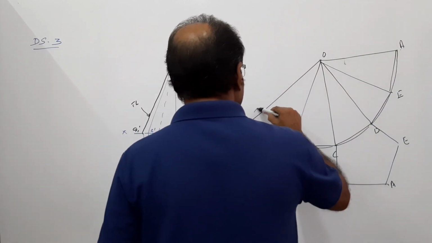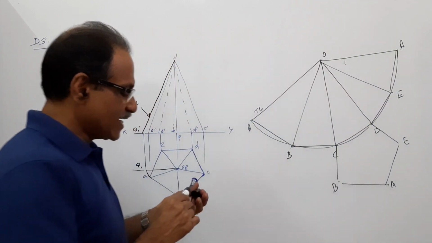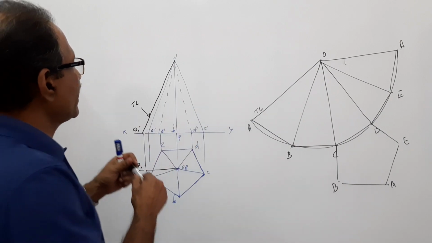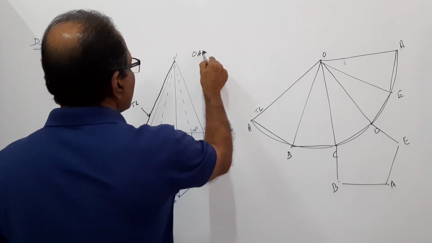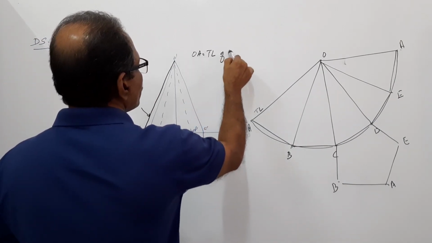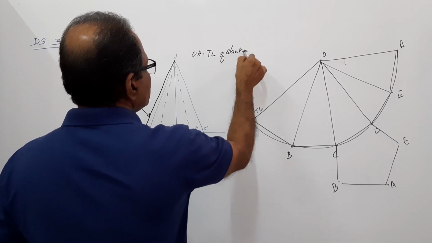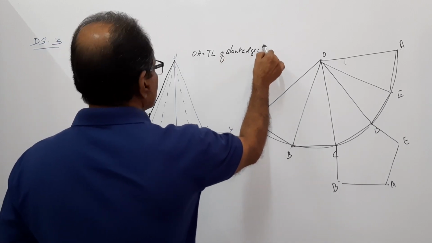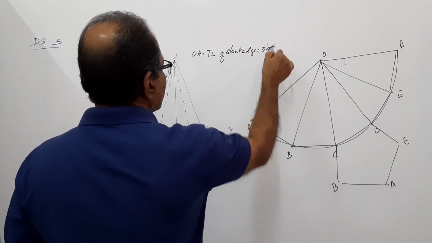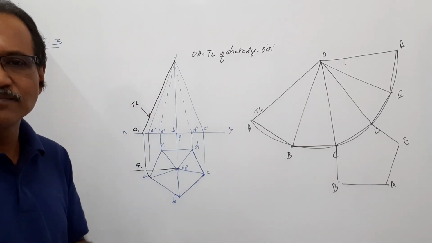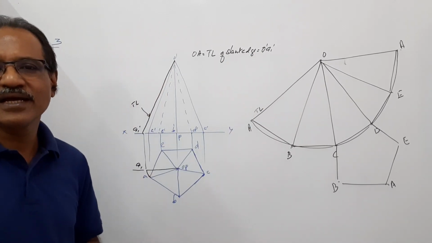What is this? This is TL, TL of slant edge. OA equals TL of slant edge equals O dash A1 dash. Agreed?